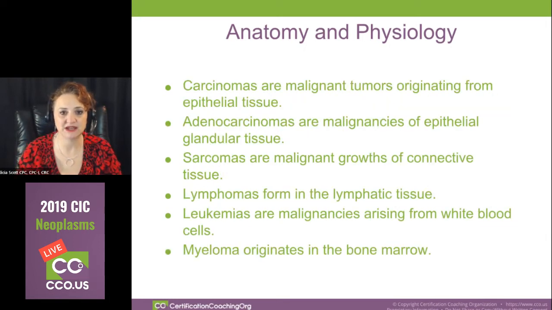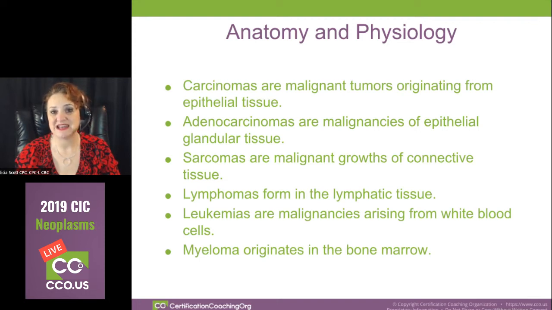Carcinomas are malignant and they are epithelial cells. If you have adenocarcinoma, that is malignancy of the epithelial glandular tissue. So wherever you have a gland, it can cause malignancy, and they will find that glandular tissue in the brain or someplace else. It likes to go to the brain and the bone.